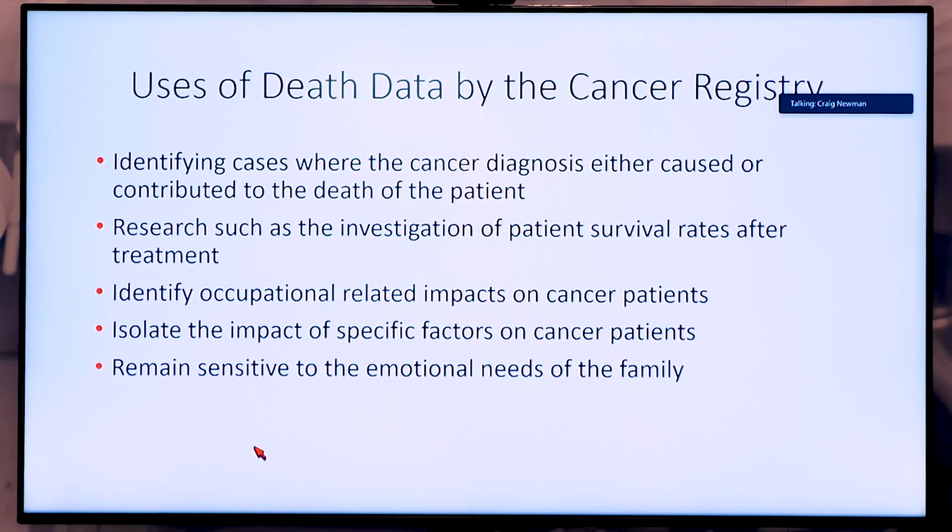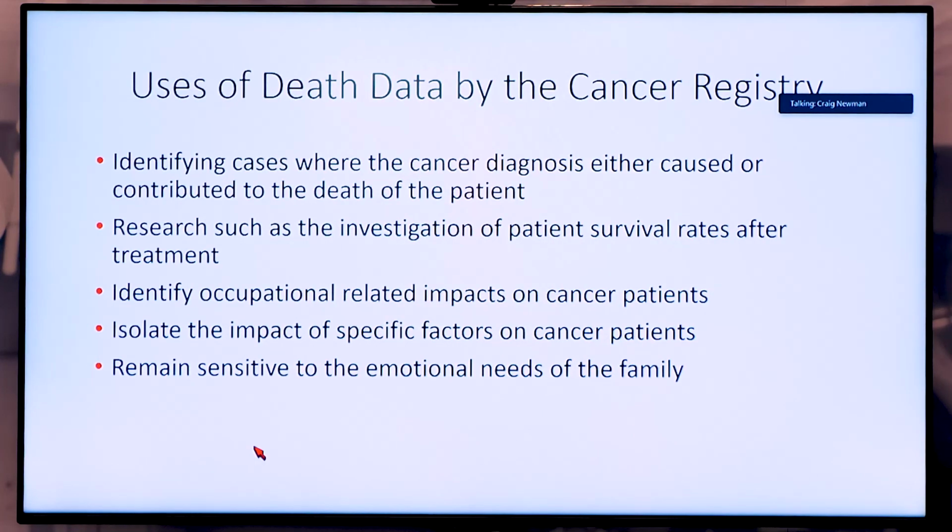Once the coded causes of death have been integrated into the cancer registry, that data can be used in a number of ways. First and foremost, it's important to be able to understand if the cancer diagnosis either caused or contributed to the death of the patient. But the data can also be used by researchers for purposes such as investigating patient survival rates after treatment, or to isolate the impact of specific factors such as COVID-19 on cancer patients. States can also use information about occupation and industry to assess cancer risks in their populations.